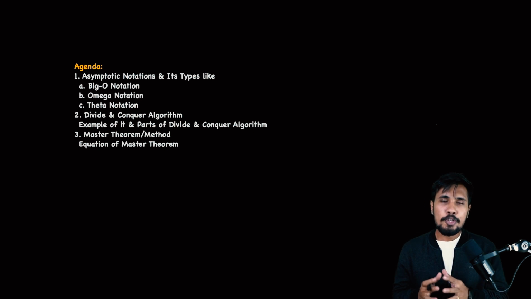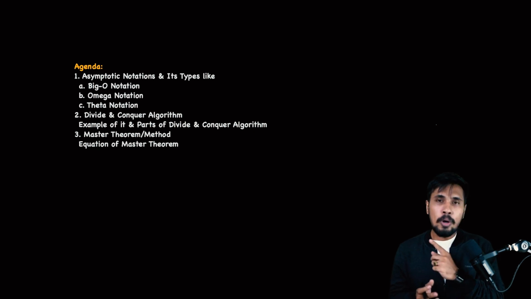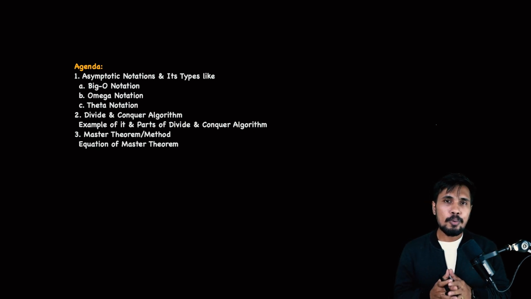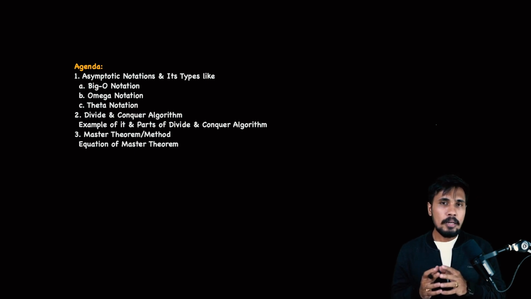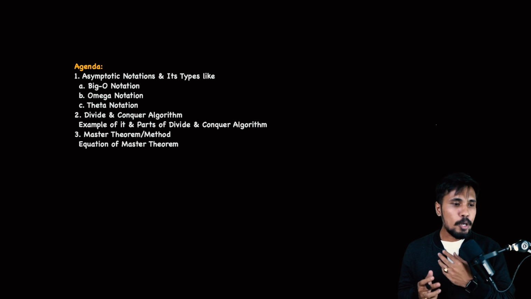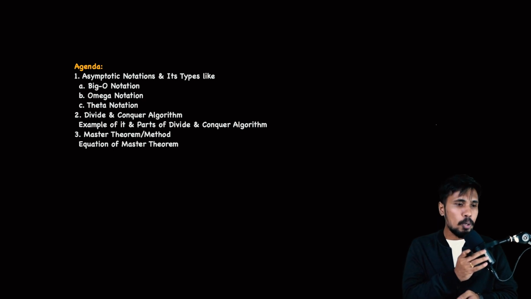And algorithm lecture 2 on asymptotic notations. You are able to view it on my screen. That's our agenda. Asymptotic notations and the different types of it, like big O notation, omega notation, theta notation.